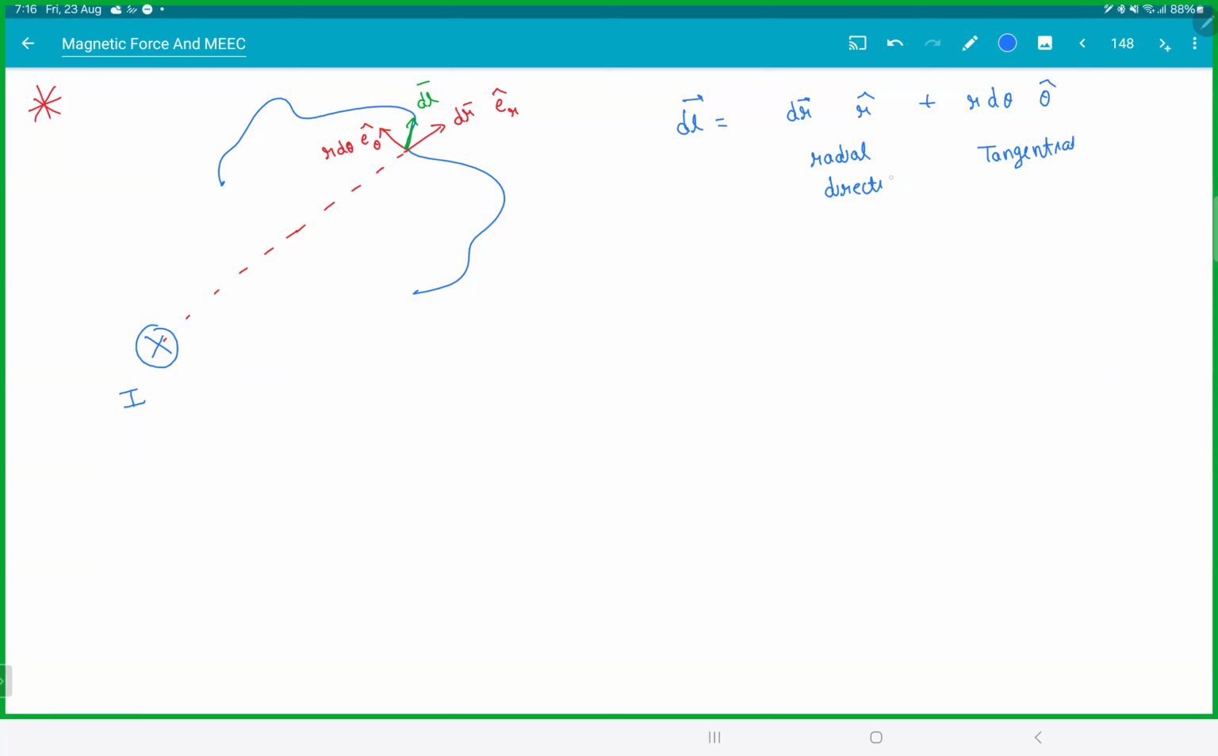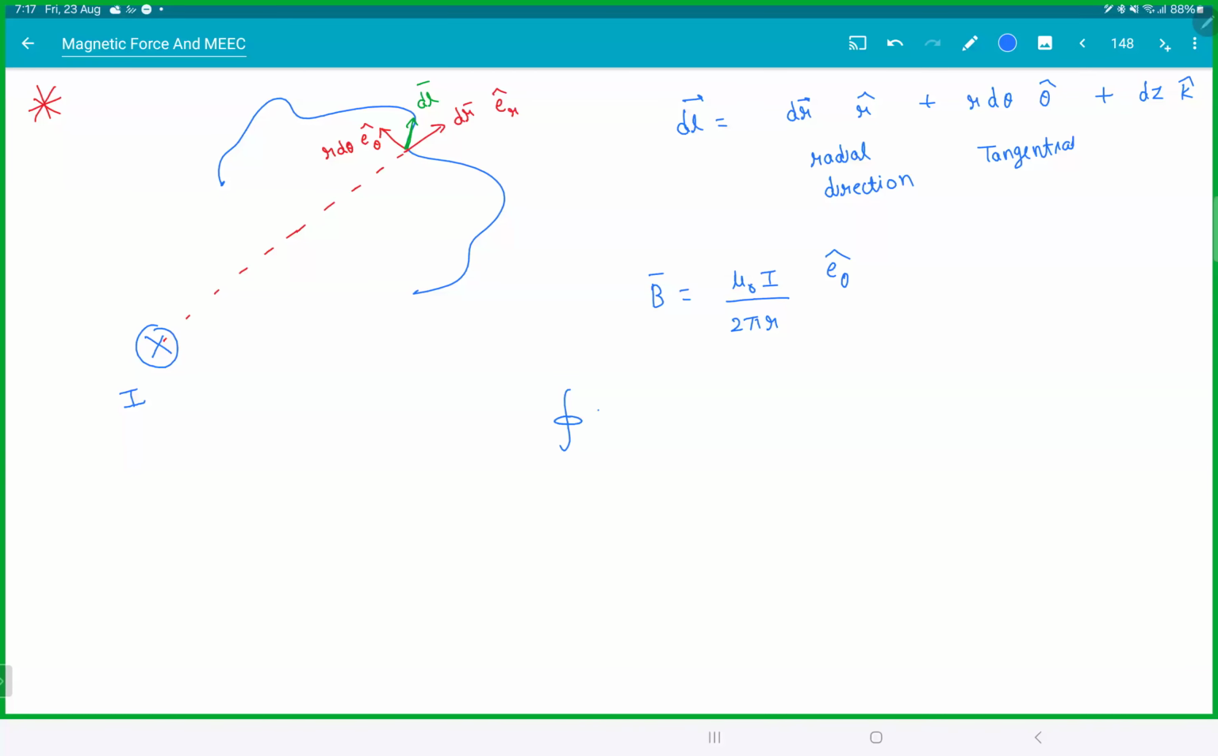If you want to write this in 3-dimensional, then you will say dz, k cap. That will be your z coordinate. This is out of the plane. So in the 3-dimensional way, dr, r d theta, and dz, you get all the 3 directions. And here we can see the magnetic field is mu naught I by 2 pi r. It's always tangential. Polar coordinates work really well for this because the field is always tangential.